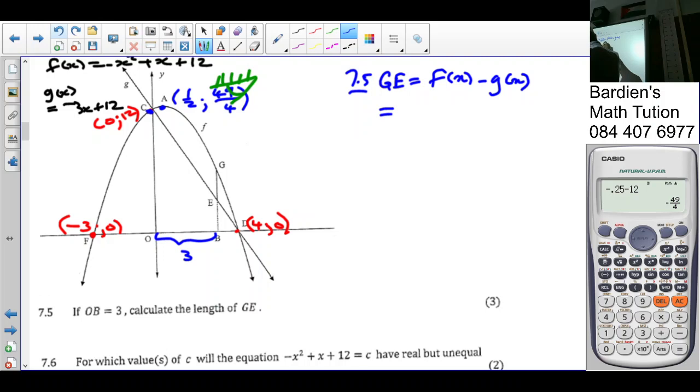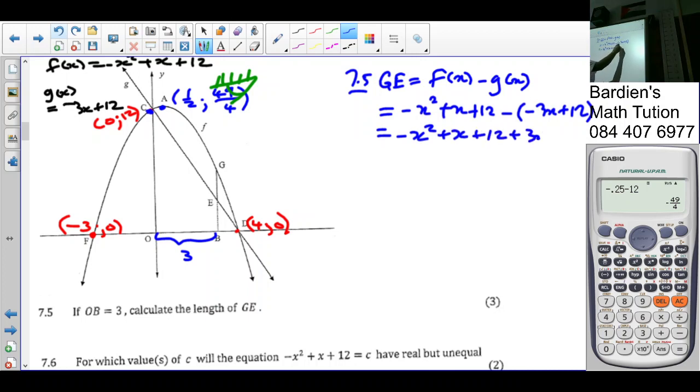So f of x, which is negative x squared plus x plus 12, minus g of x, which is negative 3x plus 12. So it's going to give you negative x squared plus x plus 12 plus 3x minus 12. That cancels, so negative x squared plus 4x. This is what we call the algebraic expression for GE. So what do we do now? We substitute the x value in at that point, which is 3.